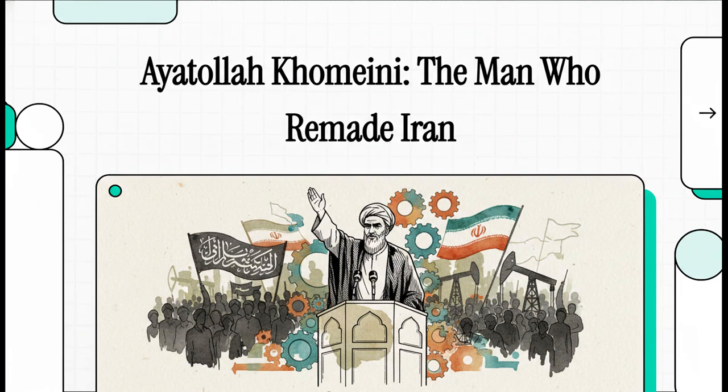Today, we're going to unpack the story of one of the 20th century's most transformative and controversial figures, a man who didn't just lead a revolution, but who designed a whole new kind of state from the ground up, completely reshaping a nation and really the entire world around it. We're talking about Ayatollah Khomeini.